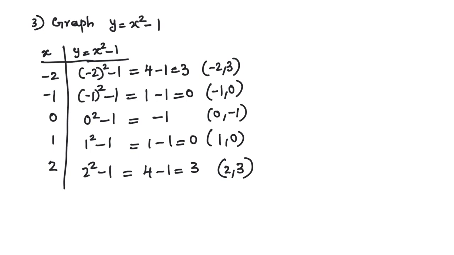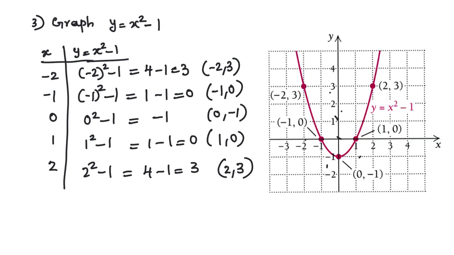Now plot these points to graph. (-2, 3): when x is negative 2, the corresponding y value is 3. So that is the point. And (-1, 0), and (0, -1). So that is the point. Then (1, 0) and (2, 3). And join all these.